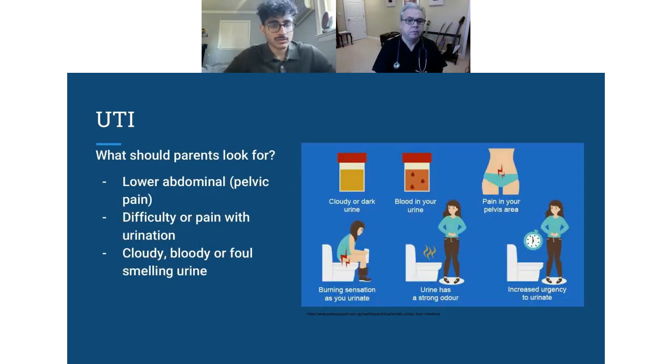And what should parents look for? You could look at lower abdominal pain, which is usually how it presents. They might have difficulty or pain with urination, and cloudy, bloody, or foul smelling urine can be an indication of that as well. And here's just a picture demonstrating all the things we just discussed: strong odor, burning sensation as you urinate, an increased urgency to urinate as well.